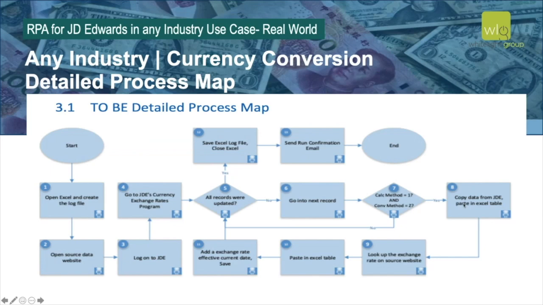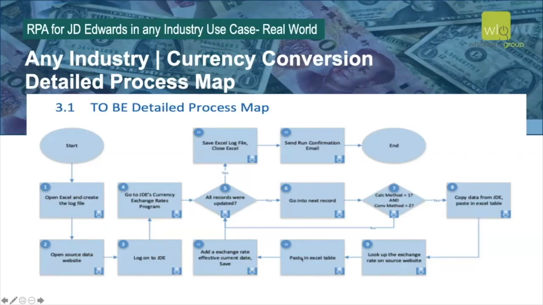Then if it hasn't been updated that day, it goes back out to that website, grabs those conversion rates, USD to Canadian dollars, or whatever the case may be. It will not only paste it in that Excel document, but also create a new record and do that for you. And it will loop through all of your records inside that application. When it says there are no more records left to update, it saves that Excel file and sends it off to the user just for validation.